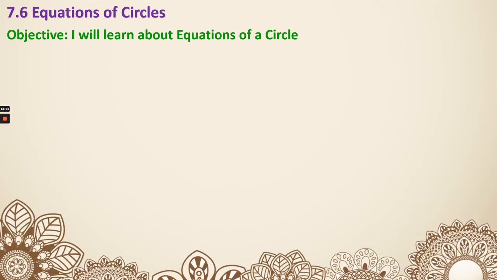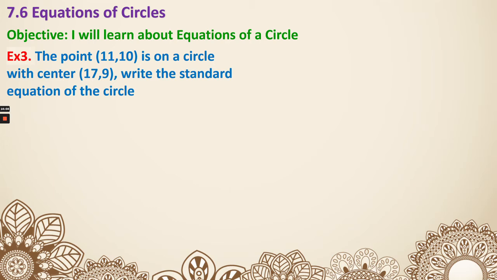That's example 2. Next, the point 11, 10 is on a circle with center 17, 9. So it's kind of easy to set up the equation. It's going to be x minus 17, because x minus whatever the x coordinate is, squared, plus y minus 9 squared, which equals, currently I don't know my radius, r squared. However, if you think about it, this is the point on the circle, that's the center. From any point to the center of the circle, that's actually a radius. So in order to find my actual radius, I need to find the distance between these 2 points.